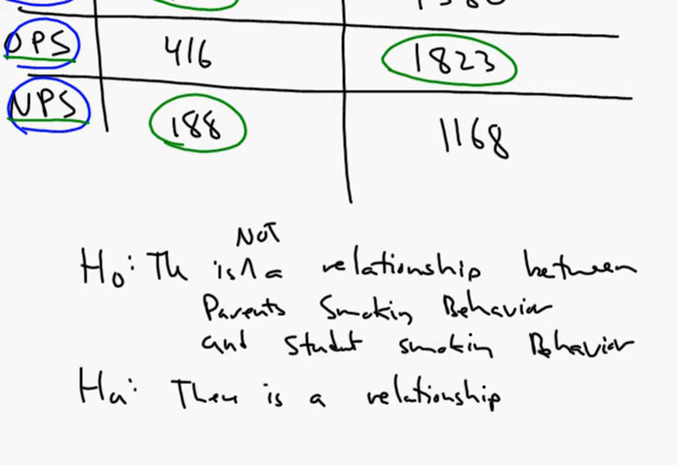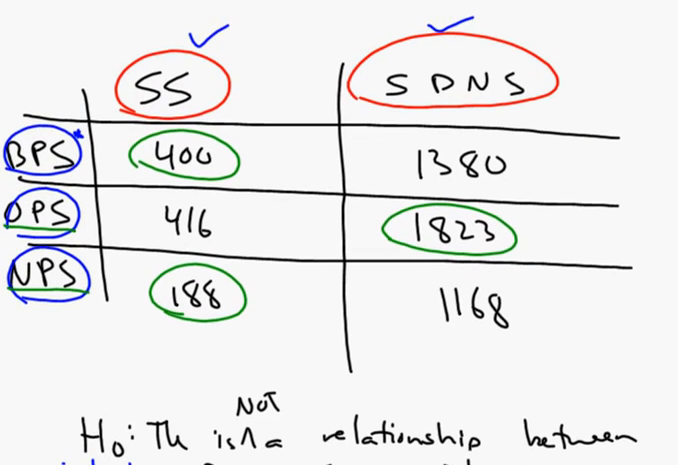Sometimes we'll say that parent smoking behavior and student smoking behavior in H0 are independent. They have no effect on each other. And HA is that they're dependent, that these two categorical variables actually have an effect on each other. Okay, so to do that, what we need to do is first realize that the table we've been given, this table up here, is observed counts.